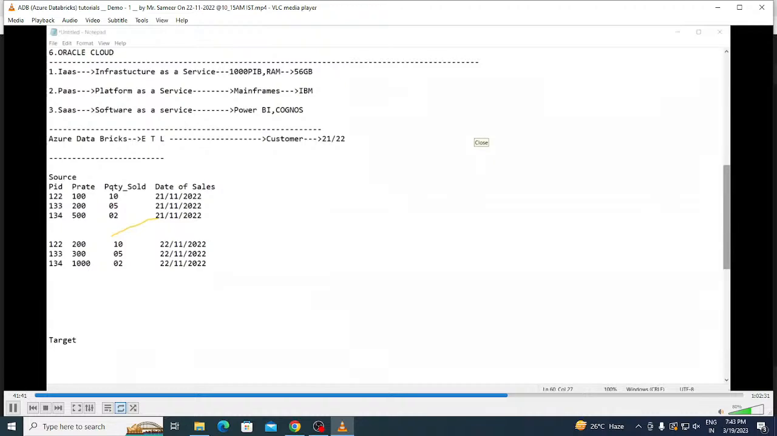Yes, there is a difference, sir. How can you say that? Just by looking into the data. Am I right or not? Just by looking into the data, you can say there is a difference.